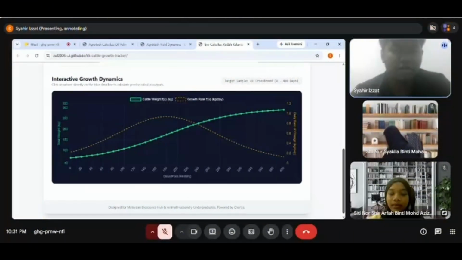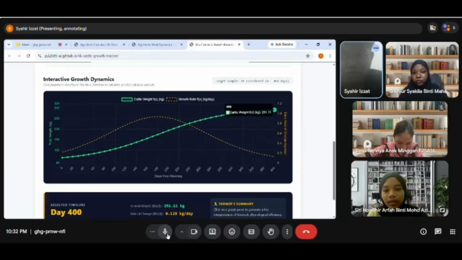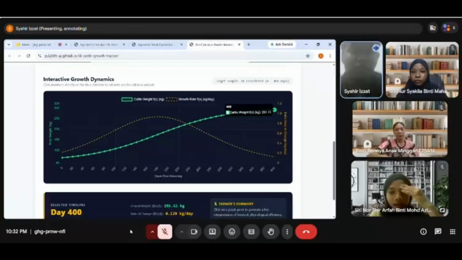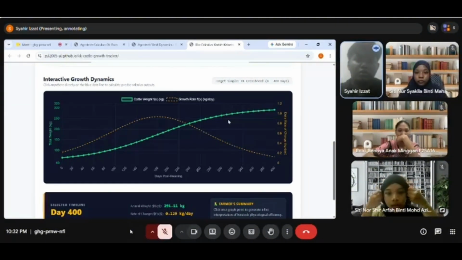Okay, number 4, the point that I will show you is the day. We move to number 4. What I will show here, the selected timeline is day 400.